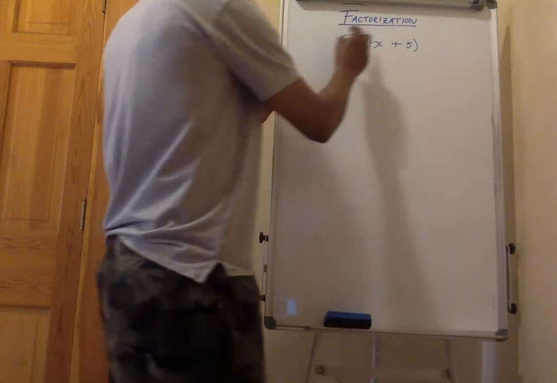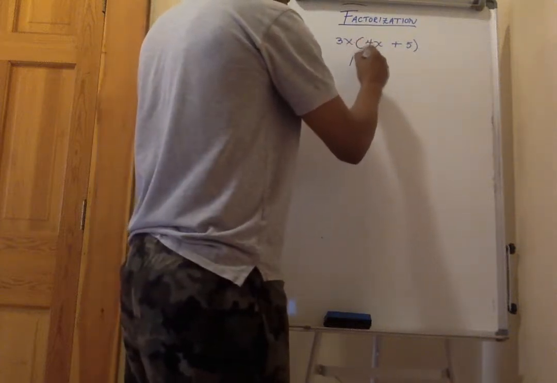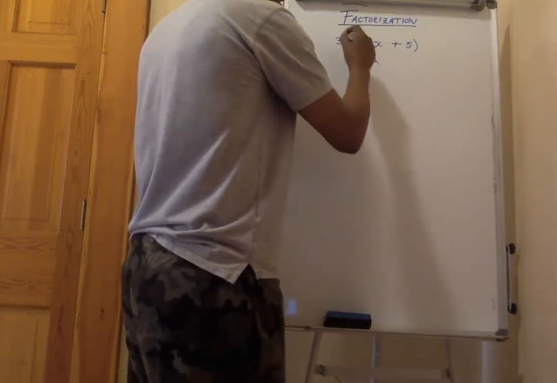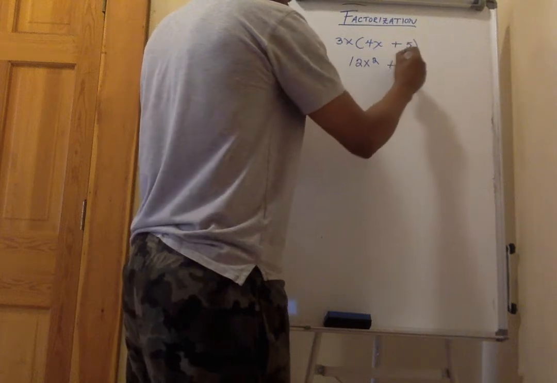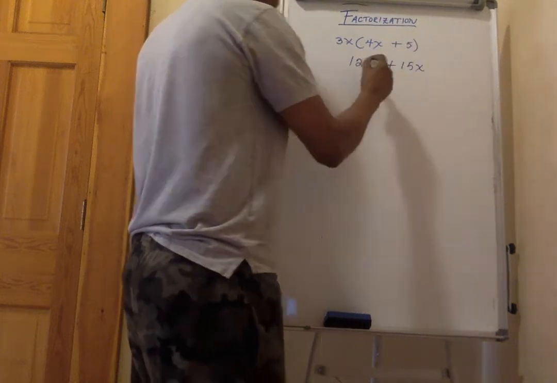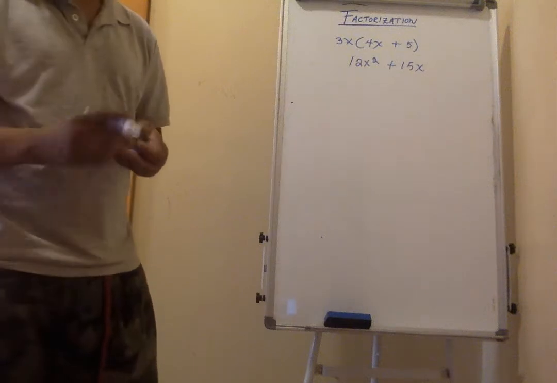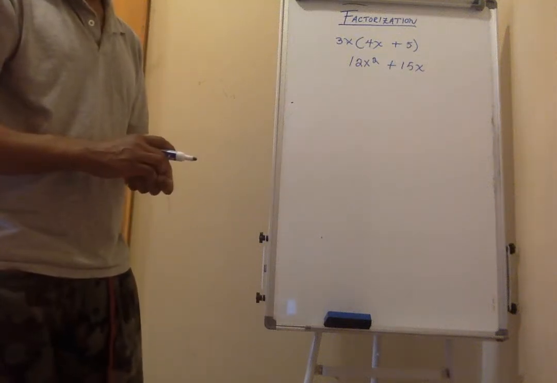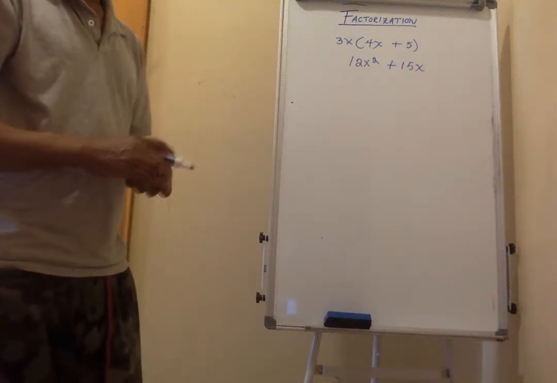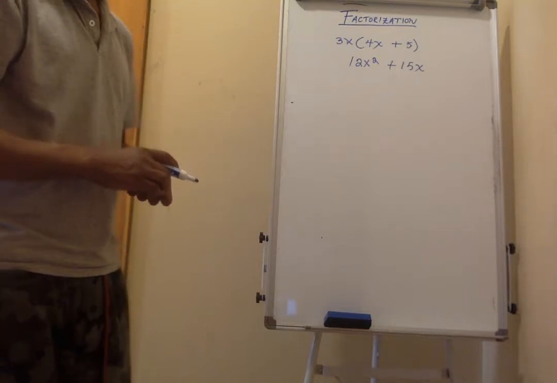So 3x times 4x is 12x squared, and 3x times 5 is 15x. So 12x squared plus 15x is a product of 3x times (4x plus 5). Now let's do the reverse, meaning what?